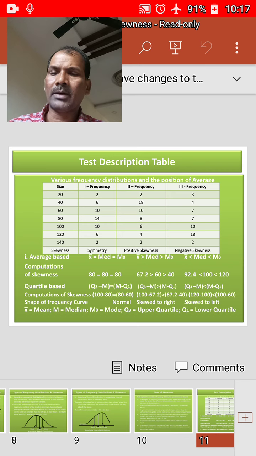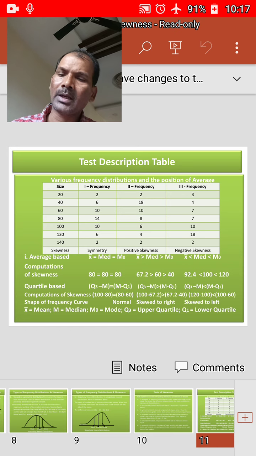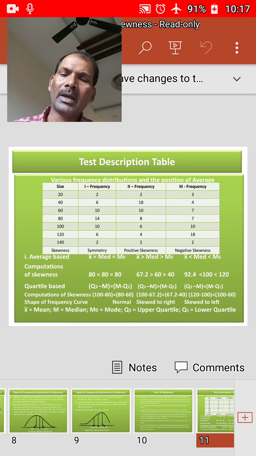mean is the second frequency. If you observe the second frequency, 67.2, which is greater than median. Median you will get as 60 and mode is 40. Okay, the number which occurs more number of times by the observation method will confirm that 18, the frequency number of times occurring is 40, the corresponding item is 40, hence the mode is 40. That means 67.2 is greater than 60, 60 is greater than 40 in case of second.